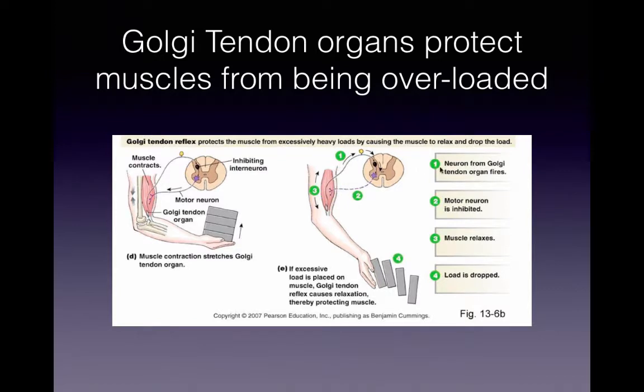The neurons from the Golgi tendon organ fire upon overcontraction. The motor neuron for that muscle fiber is then inhibited, which causes the muscle to relax, thus causing the load to drop. The Golgi tendon organ is going to protect our muscles, particularly our extrafusal fibers, from overloading.